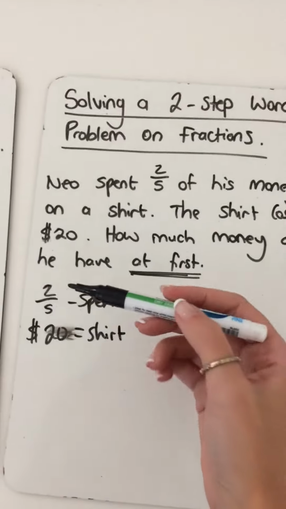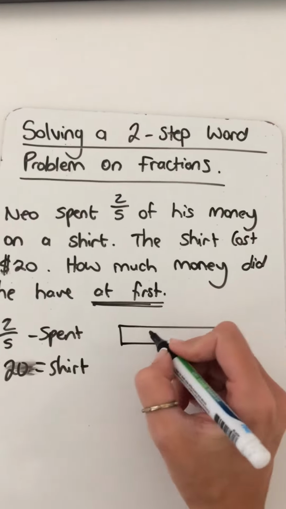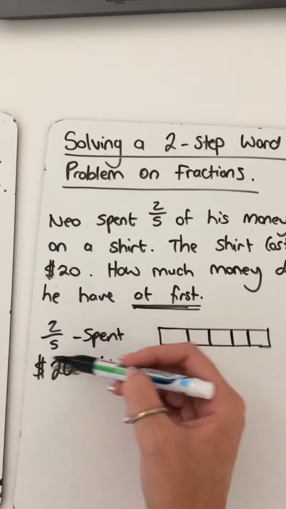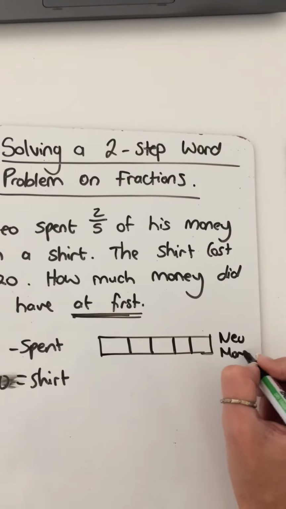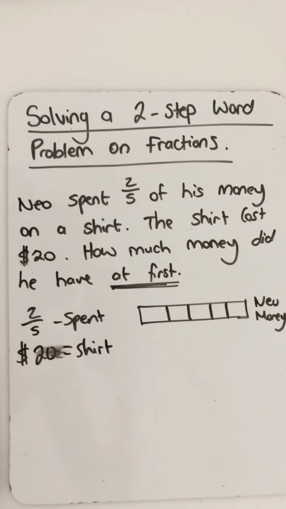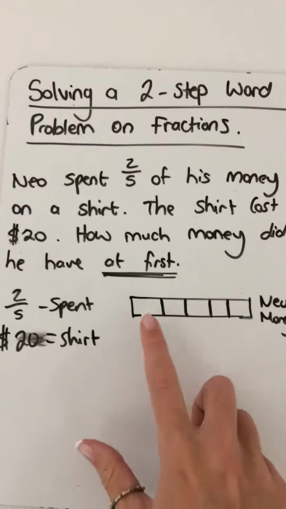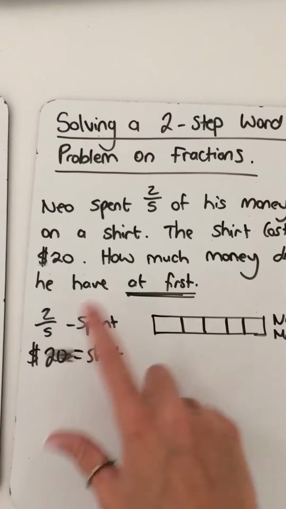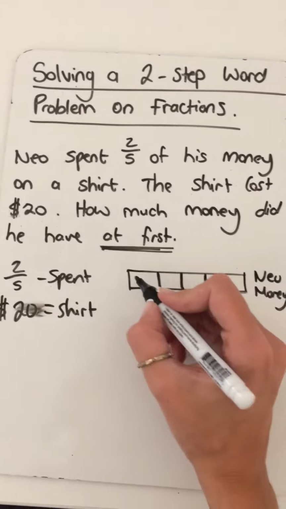It says that Newell spent 2/5 of his money. So I know that there are 1, 2, 3, 4, 5 parts, because my denominator is 5. So I can draw, if this is all Newell's money, I know that there are 2/5 he spent on a t-shirt. The money that he had, we can divide into 5 parts because my denominator is 5. It says that he spent 2/5 of his money on a t-shirt.